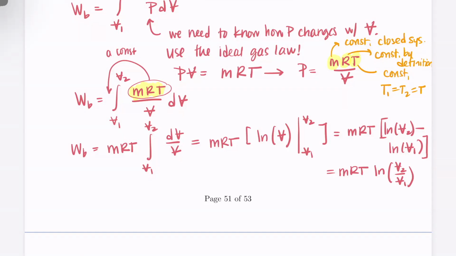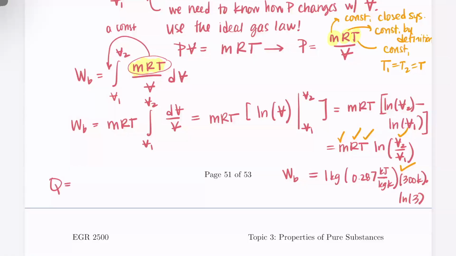So I have everything. I have mass, I have R, I have T, I have V2, and I have V1. Right? So when I plug in all of these things, I get that WB is equal to 1 kilogram times 0.287 kilojoules per kilogram K times 300 K times the natural log of 3, because V2 is equal to 3 times V1.